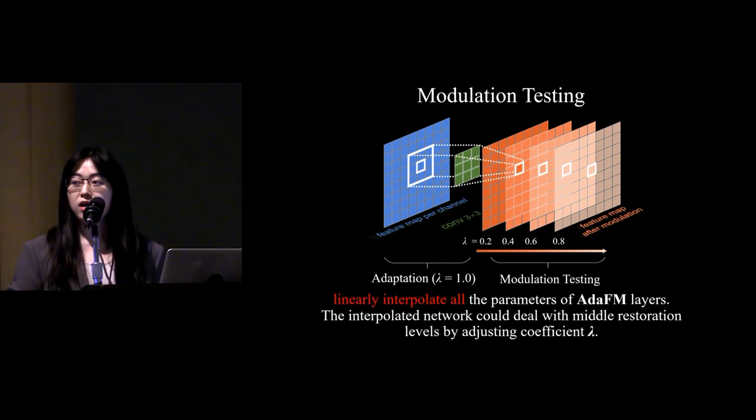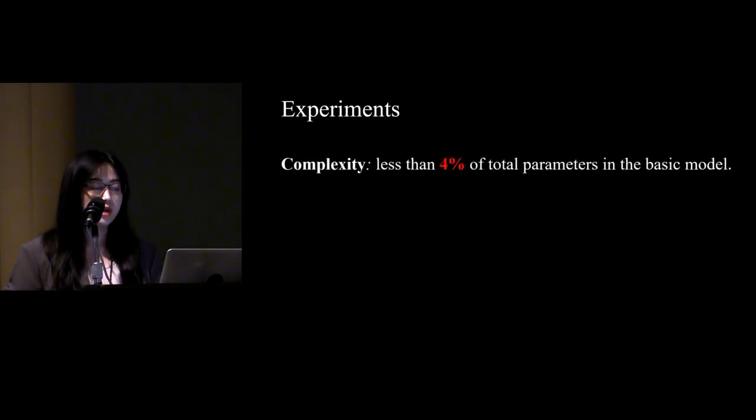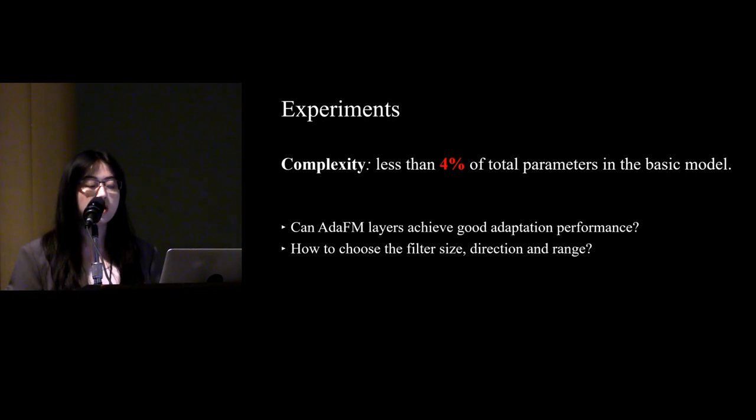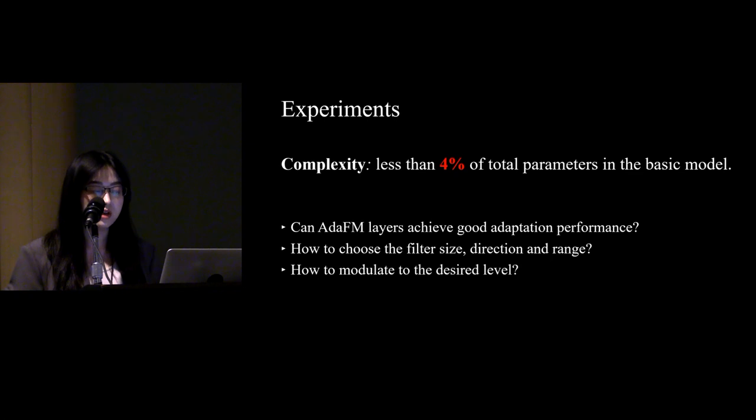So here is the experiment. The atom layers only contain less than 4% of the total parameters in the basic model, and we want to figure out, firstly, can atom layers achieve good adaptation performance, and how to choose the filter size, the direction, and the range. Finally, how to modulate it to the desired level.